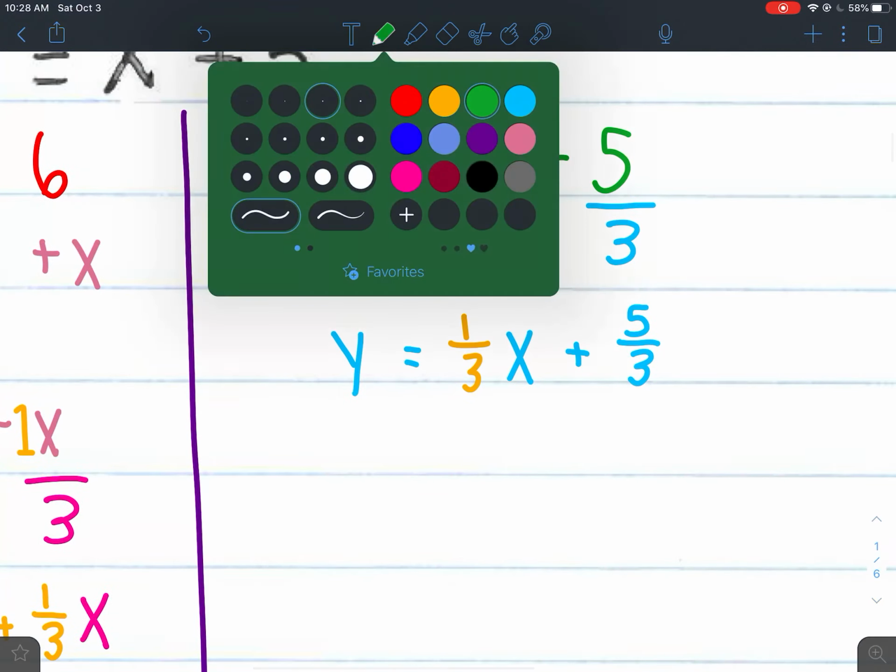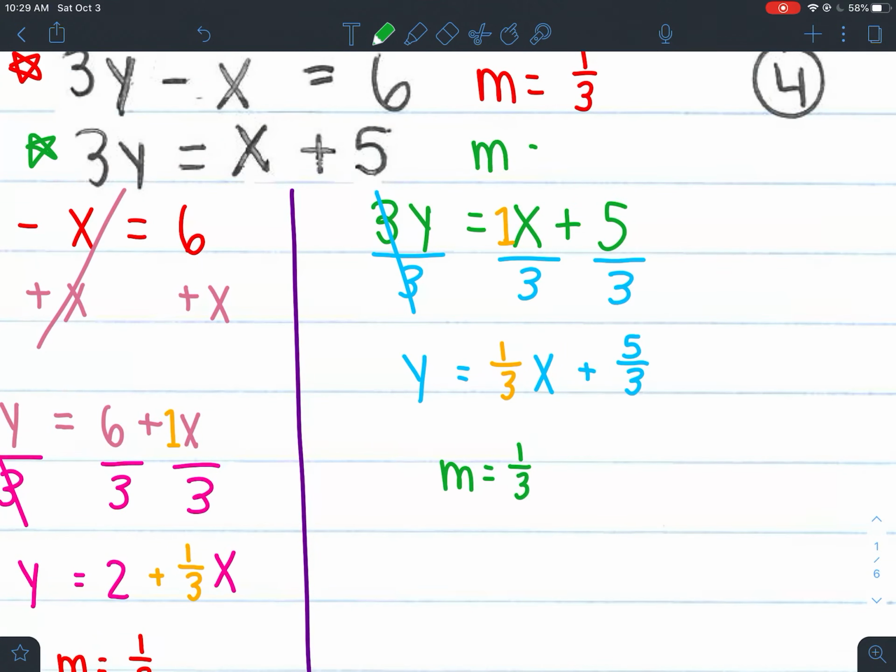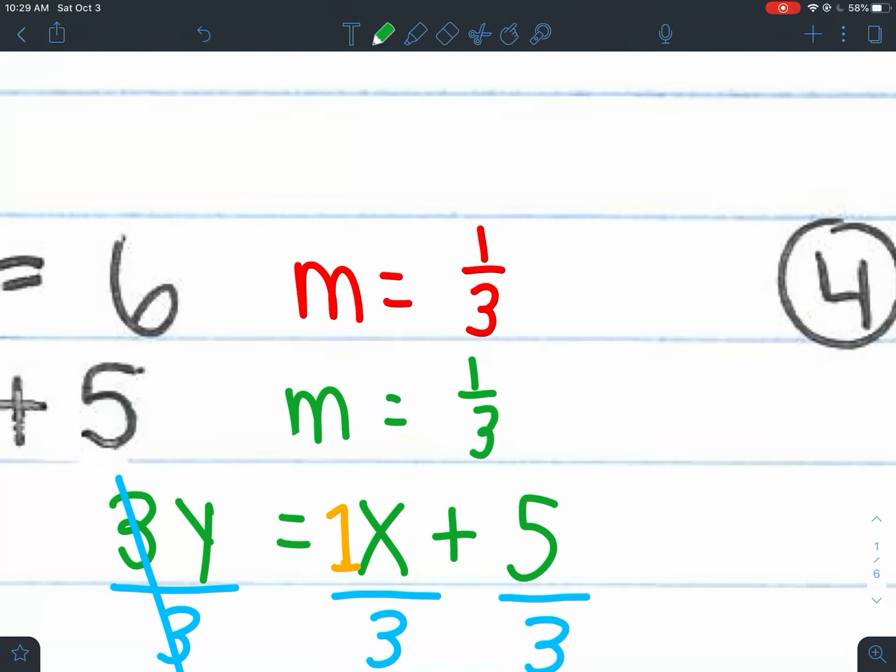So what is my slope of this equation? Well, the slope of this equation, again, y is by itself, so I know what the slope is. Slope is 1/3. So I have the slope of 1/3 for the second equation. Looking at our two slopes, are these lines parallel to each other? Yes. Remember, parallel lines have the same slope. So these would be parallel to each other.